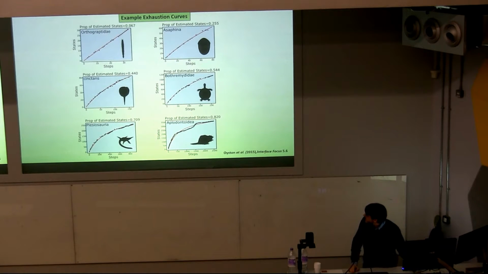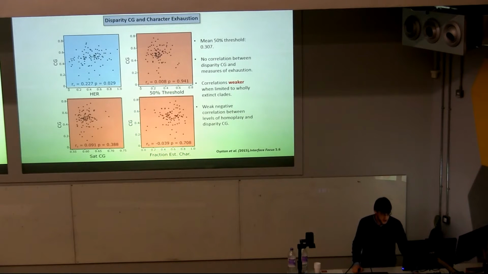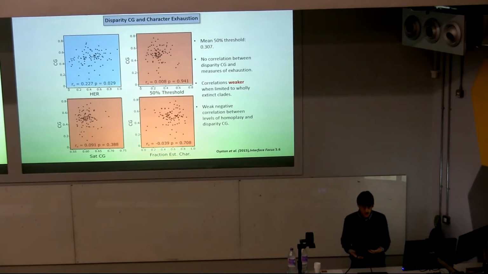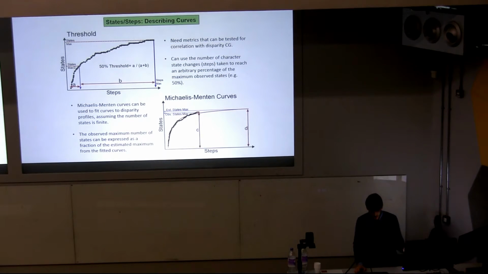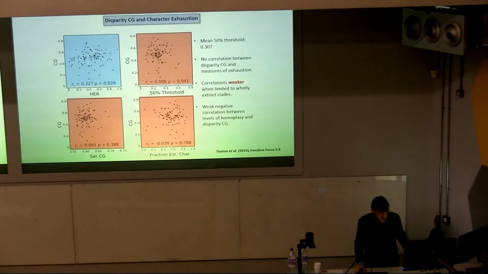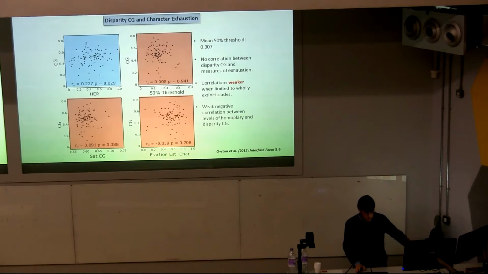And I should say that this character state saturation stuff has been published in an Interface Focus paper, so you can go away and read about it in more detail if you want. But then what I was interested in doing is testing for correlation between these simple metrics that I devised and the point at which you reach maximum disparity in a clade, because based on the arguments I was making earlier, you might expect there to be a correlation between the two. And there isn't at all.